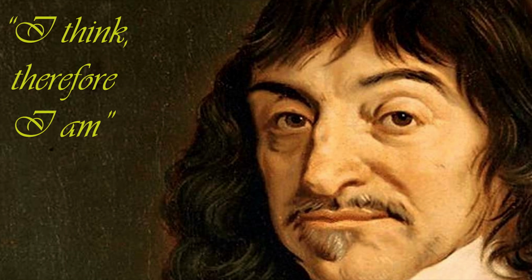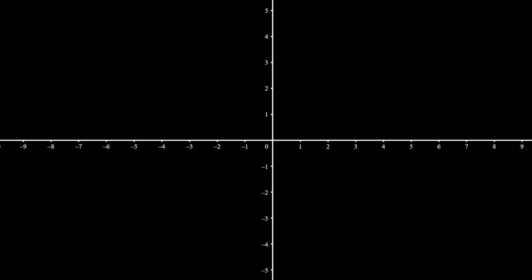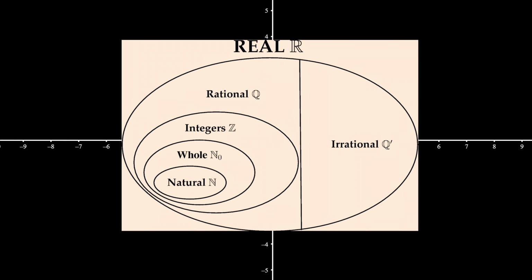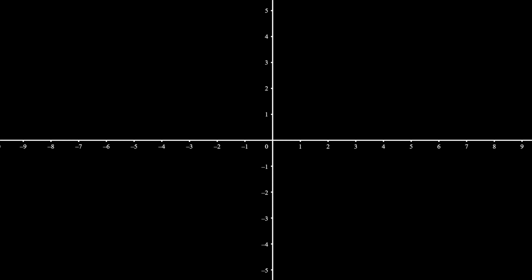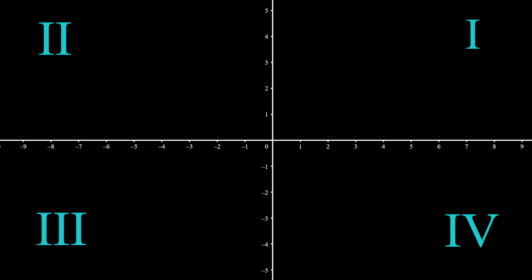Named after the French mathematician and philosopher René Descartes, the Cartesian plane is a two-dimensional plane which contains a vertical y-axis and a horizontal x-axis. Each of these axes contains every single real number, and they intersect at a point called the origin. They also partition the plane into quadrants.